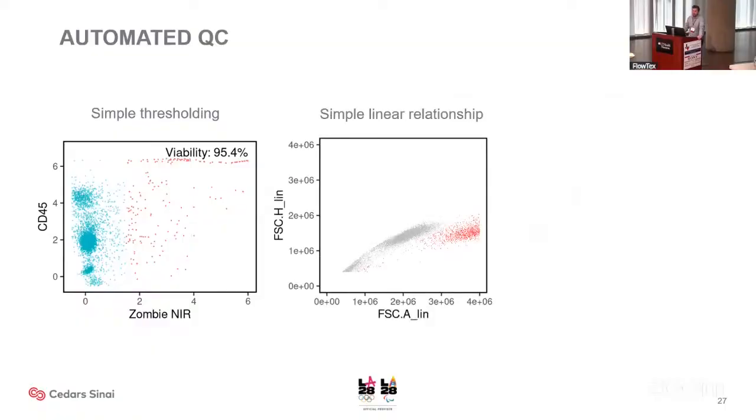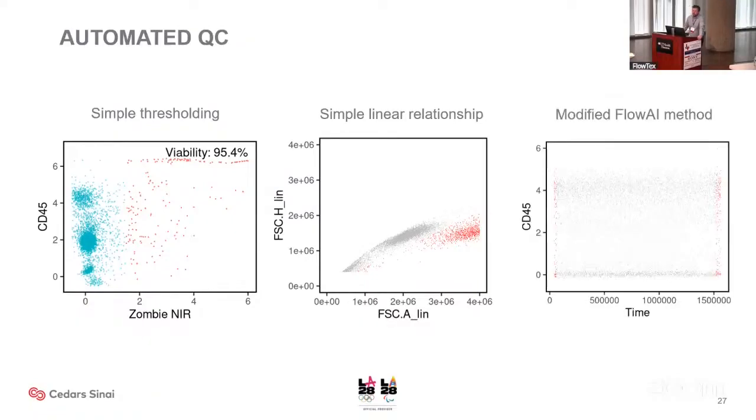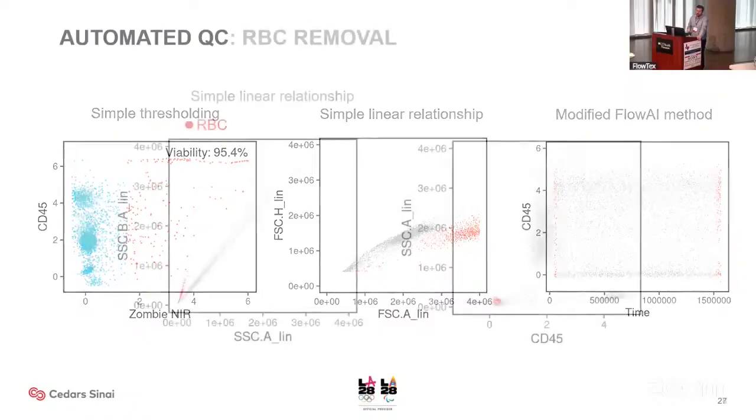We can automatically exclude doublets, and this is just based off of a simple linear relationship between the forward scatter height and area aspects. And then we have an automatic fluidic aberrancy detection, which is just a modified version of the Flow AI algorithm. So we optimized it for a little bit better computational efficiency on our systems. But it's essentially detecting any aberrations in fluidics and excluding those populations from the analysis, and then plotting which groups were actually removed so you can look at that downstream. So these are all pretty simple methods, but they're automatically implemented into our workflow.